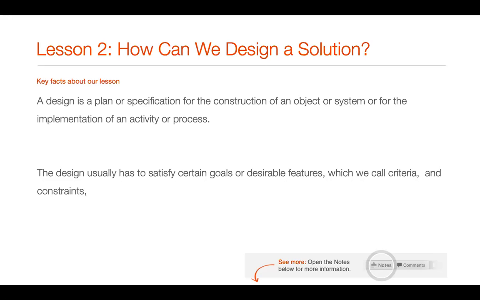Let's learn some key facts about our lesson. What is a design? A design is a plan or specification for the construction of an object or system or for the implementation of an activity or process. So when we design a solution, we are actually planning a solution or looking for a solution. The design usually has to satisfy certain goals or desirable features. And by desirable features, we mean the criteria and constraints, which are the limitations, which could be in terms of money, time, or quality of work.